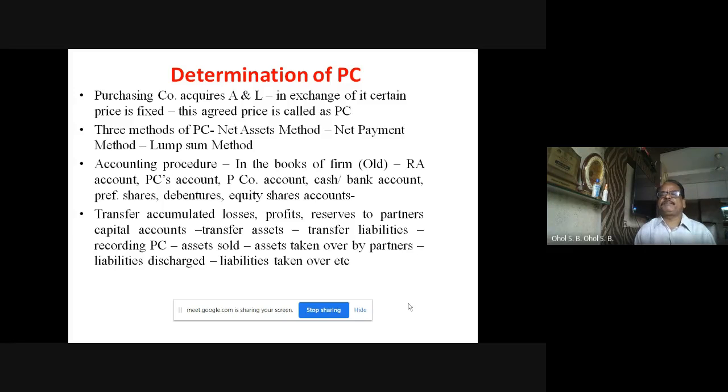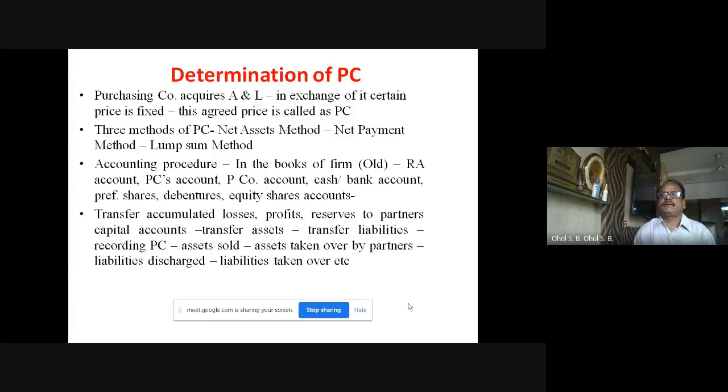And if the assets are not taken over by the new firm as well as not taken over by the partner, then those assets are to be sold. At that time, we make the entry in the amalgamation: bank account debit, in brackets assets sold, whatever amount is received. And to the bank account, we record on the debit side to realization account, in brackets assets sold, that is credit and debit again.